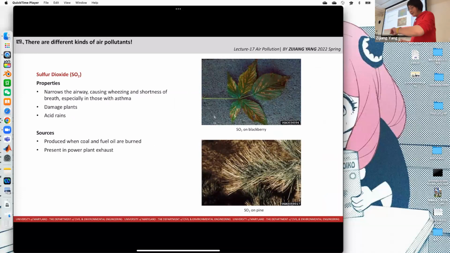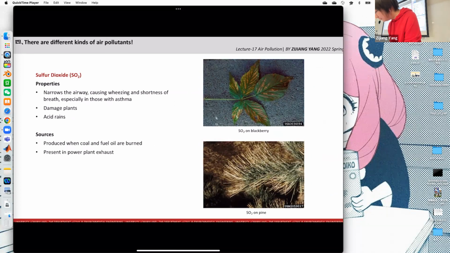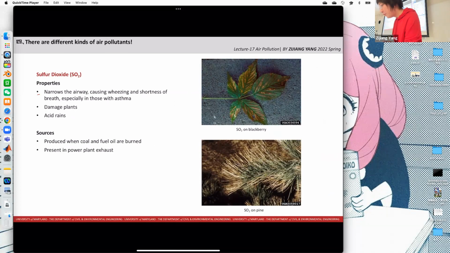The next one is sulfur dioxide. It has some properties: it can narrow the airway, causing wheezing and shortness of breath, especially for those with asthma. So it has a very bad adverse effect on human beings. And it can also damage plants.